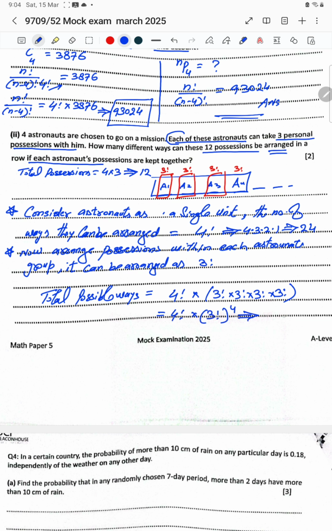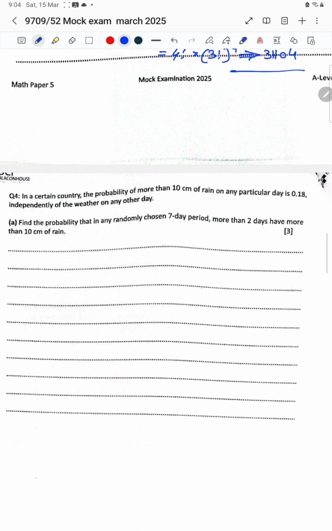With the help of a calculator we can get it. 4 factorial times 1296 gives 31104. I get this one. You can check your result with your calculation. Okay, now let's go to the next question.